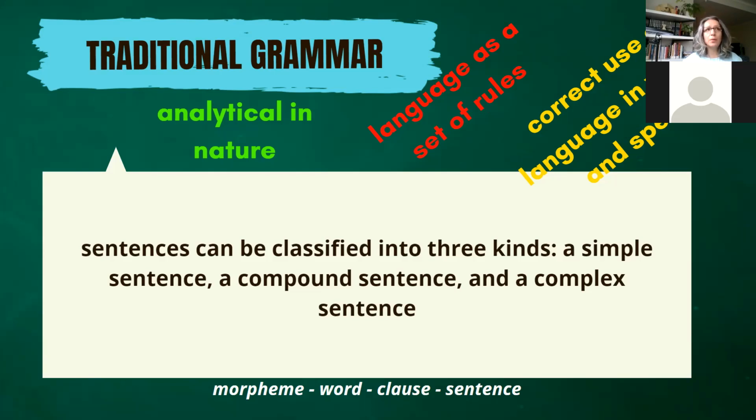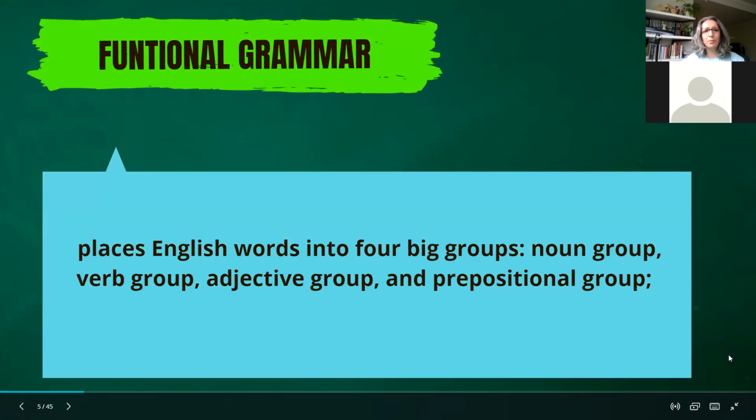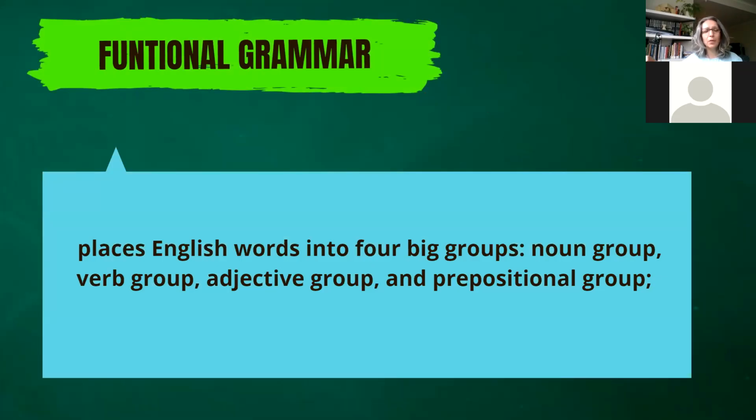Personally, I subscribe more to the traditional approach than the functional approach, though there are aspects of functional approaches that are really useful when you start looking at how authors create meaning and how you want to say something to create a certain feeling or a certain mood. And we'll see that in a minute. In functional grammar, functional grammar places English words in four categories. So this is where we don't have the distinct categories. They're nouns, verbs, adjectives, and prepositional groups, and nothing else.